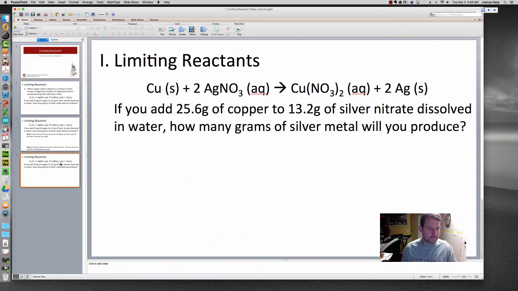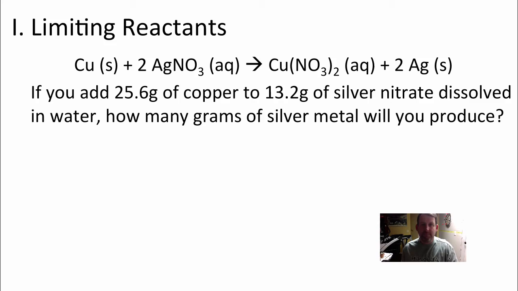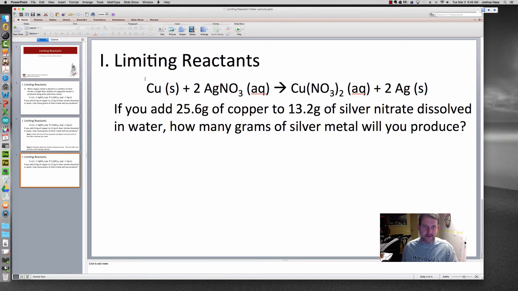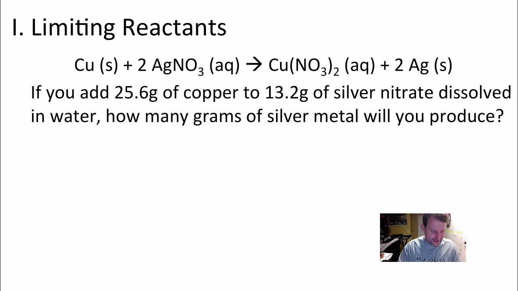So now this last question. This last question then asks us, how many grams of silver will we get? Sorry, guys. So we know we're not going to use the copper. It's not the limiting reactant. We're not going to ever use 25.6 grams. We're going to start here. So 13.2 grams of silver nitrate. And we're just going to use stoichiometry to go from silver nitrate over here to silver.